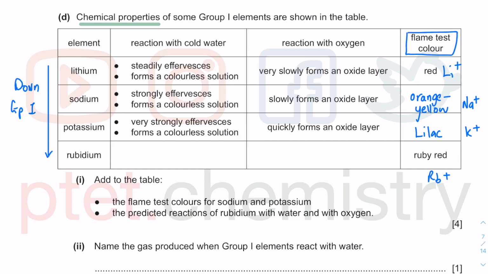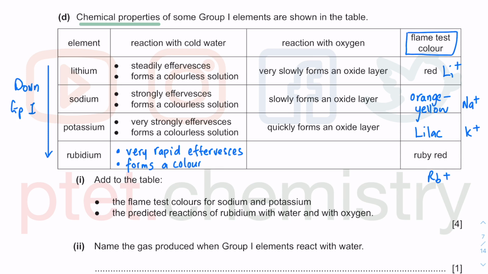Now in terms of the reaction with cold water, we know the reactivity down group 1 is going to increase. This is steady effervescence, strong effervescence, very strong effervescence. I would say much stronger effervescence, rapid or very strong effervescence. Somewhere along that line should be all right. That means there is a lot of bubbles. Effervesces, better spell that properly. That may form very rapid bubbling, but it also forms a colorless solution.